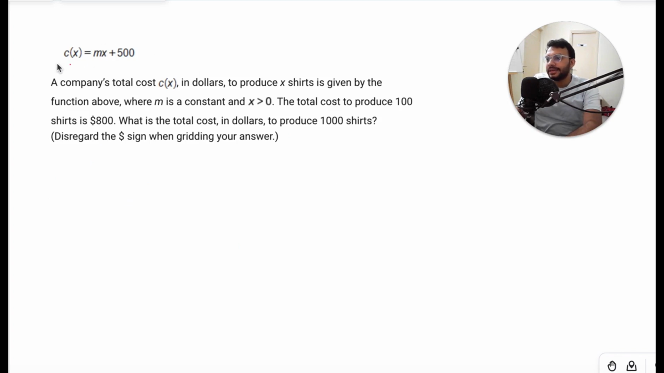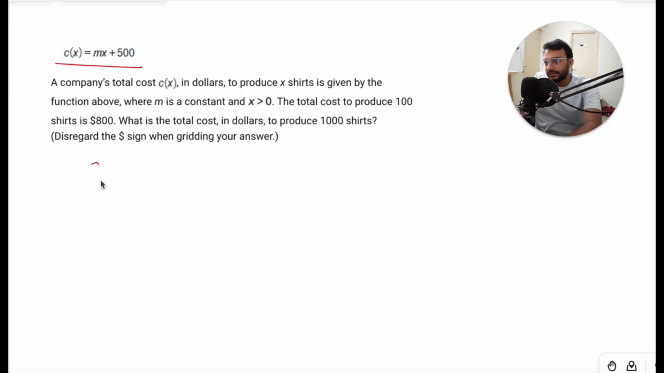C of x is equal to mx plus 500. A company's total cost C of x in dollars to produce x shirts is given by the function above, where m is a constant and x is greater than 0. The total cost to produce 100 shirts is $800. What is the total cost in dollars to produce 1,000 shirts?